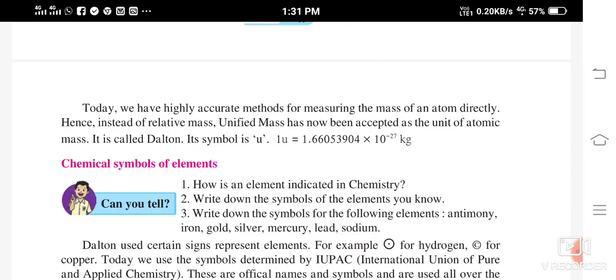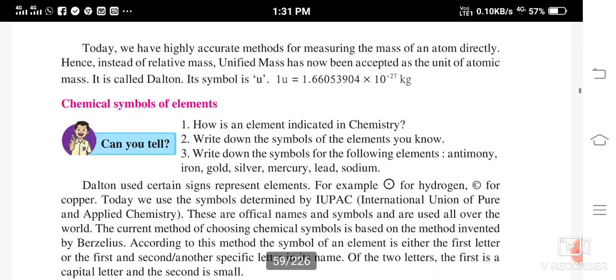Hope you have understood this. Let us study the chemical symbols of elements in the next video.